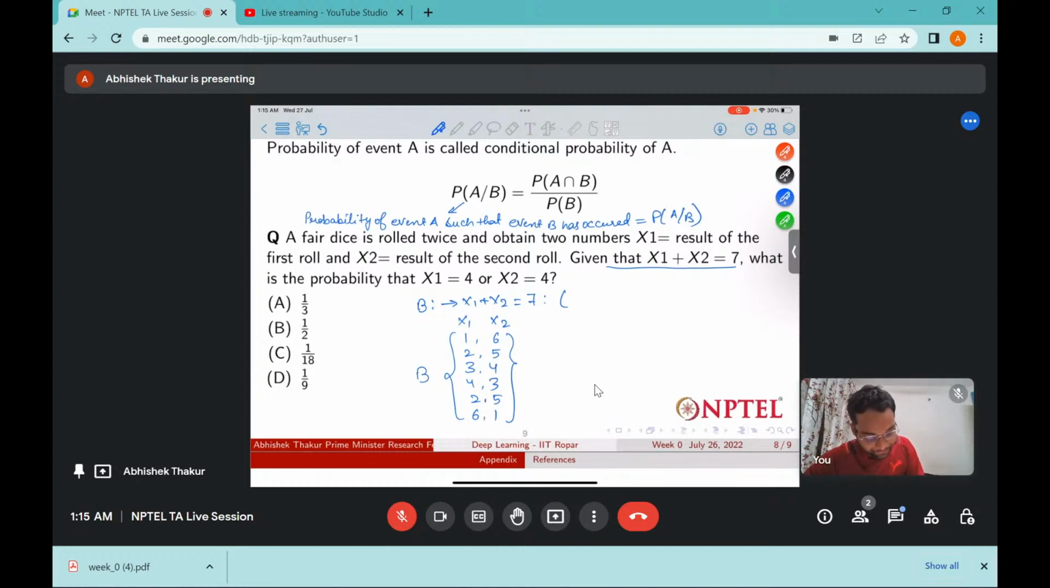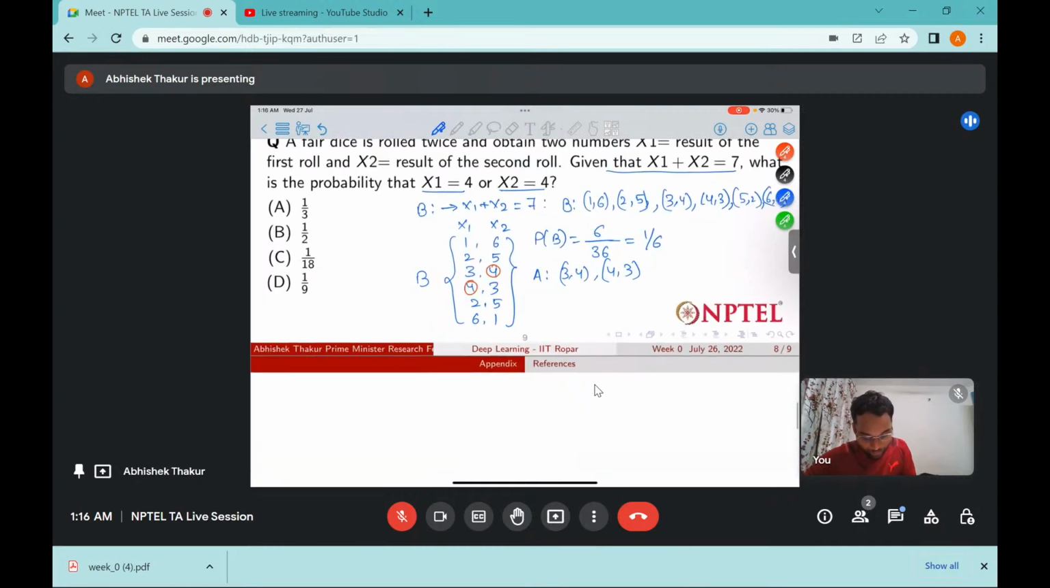So what will be B here? That is 1 6, 2 5, 3 4, 4 3, 5 2, 6 1. And what is the probability of B? That is 6, and when two dice are rolled, that will be 6 into 6, that is 36 outcomes, so that is 1 by 6. Okay, and now A is such that either x1 is 4 or x2 is 4. So which case satisfies? See here x2 is 4 and here x1 is 4. So our A is 3 comma 4, 4 comma 3.